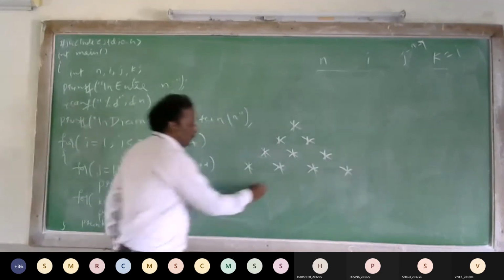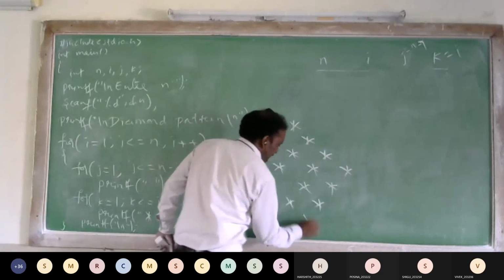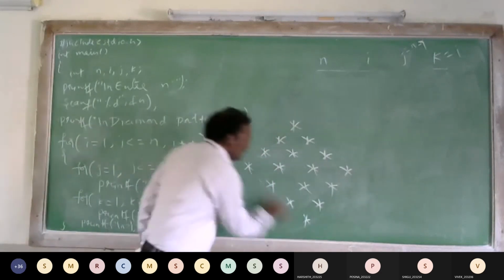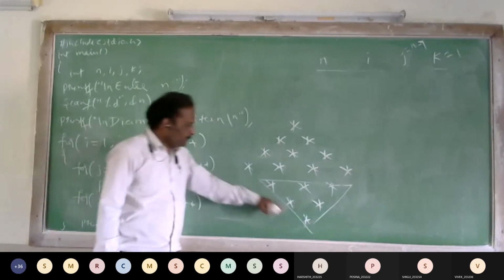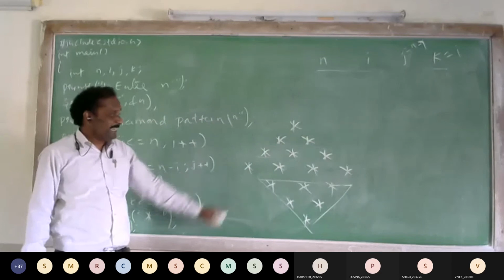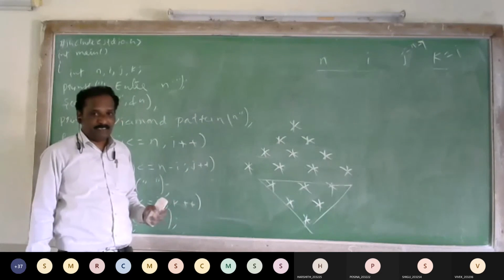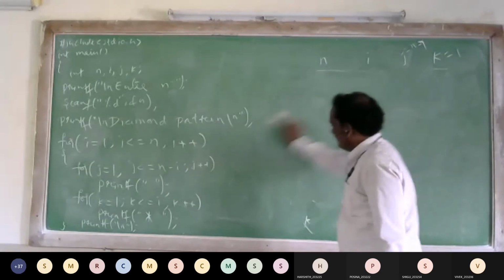If 4 are there, we have already printed 4, so how many do we need to print? We need to print only 3, only this one, this star. So now I will take i is equal to 1, 2, 3, less than n. I will not take up to n. Now it will come to know.